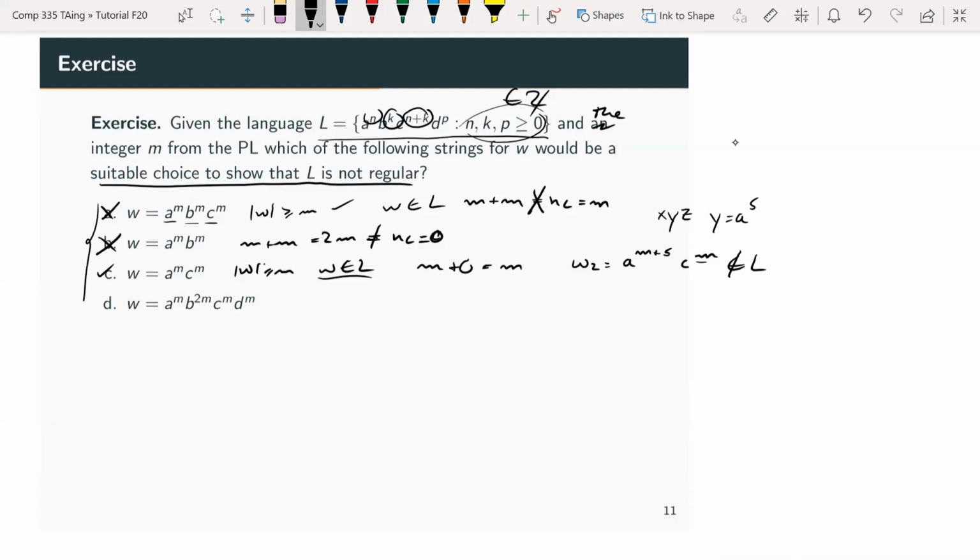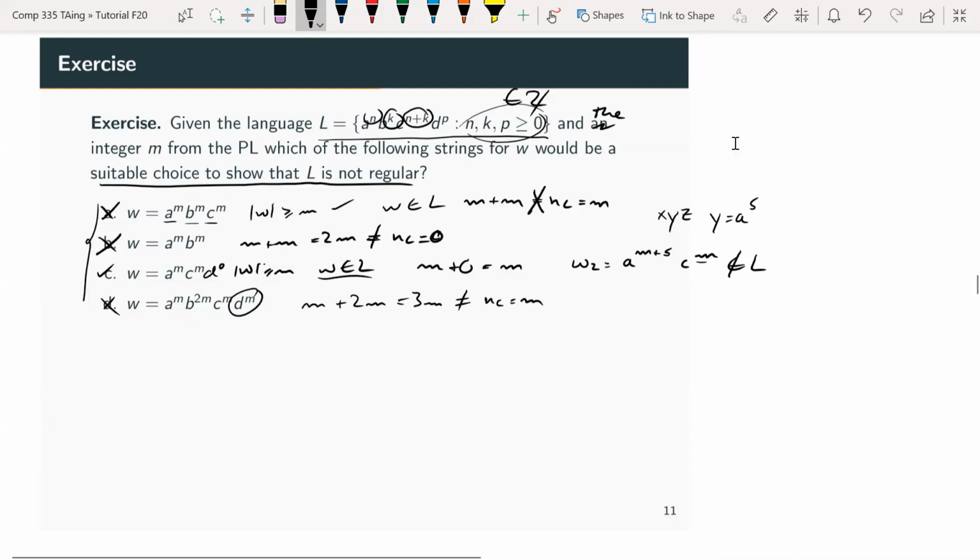What about D? Well, so I have a D to the M here. It doesn't really matter what the D is. It can be 0. So here I have D to 0. But again, for the same reasons as before, the number of A's, which is M, plus the number of B's, which is 2M, is 3M. And this is not equal to the number of C's, which is N. So no, this is not going to work.